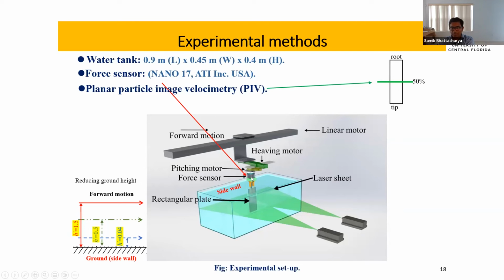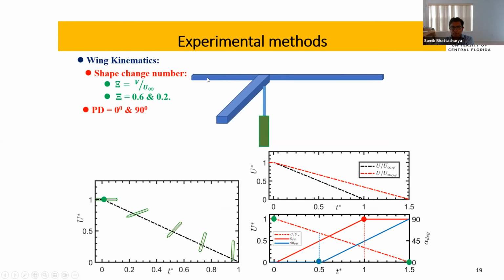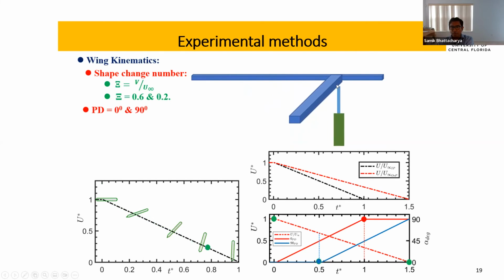So here also very similar type of experiment. We measure the forces and we perform PIV, and we are doing these experiments at different heights from the ground, and the ground here is denoted by the sidewall. So here is the animation of how we do it. The main traverse moves the wing forward, and then the plunging motor moves the wing sidewise, and the forward and sidewise movement effectively creates a trajectory which mimics the perching maneuver.